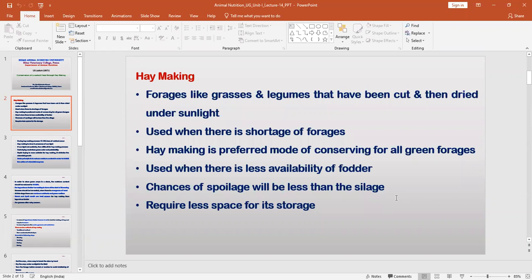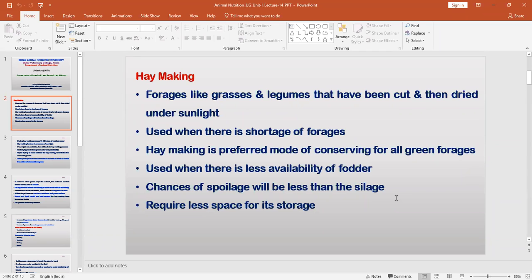The stored hay will be used during a shortage of forage, and during the lean period we can offer it to the animal. Hay making is the preferred mode of conservation of green forages, and it is an easy method to make hay from green fodder. When there is less availability of fodder, we can feed the hay to the animals.